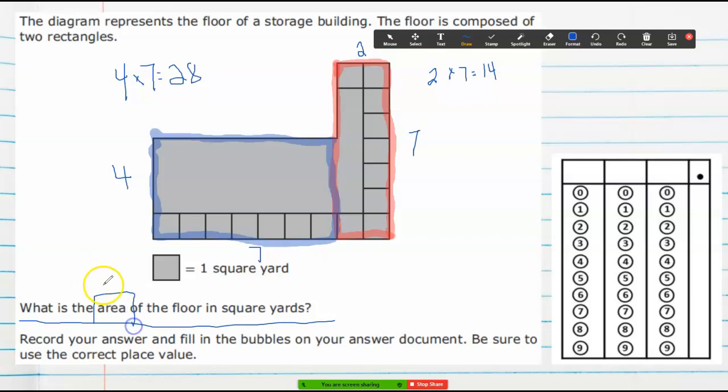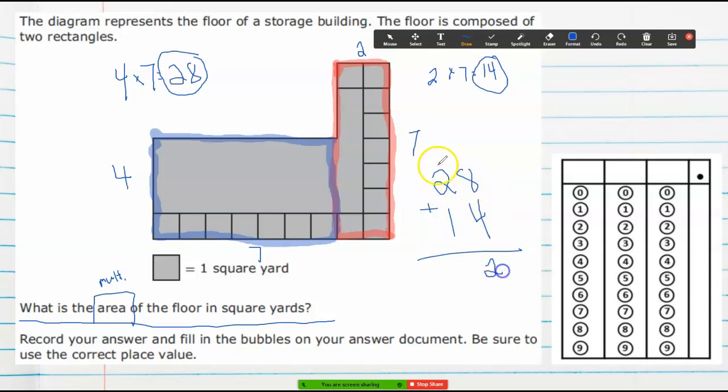So since I broke this up into 2, I know that I'm multiplying, which we did. But since we have 2 answers, I need to still add those answers. 28 and 14. 8 plus 4 is 12, put my 2, carry my 1. 1 plus 2 is 3 and 1 more is 4. 42. And I have my 10s and my 1s.